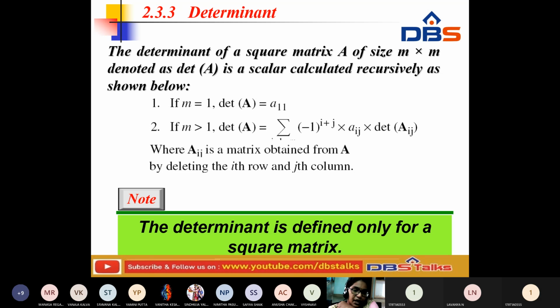The ij-th element into the determinant of A(i,j). That is, you are going to perform the sum here, where A(i,j) is the matrix obtained from A by deleting the ith row and jth column.